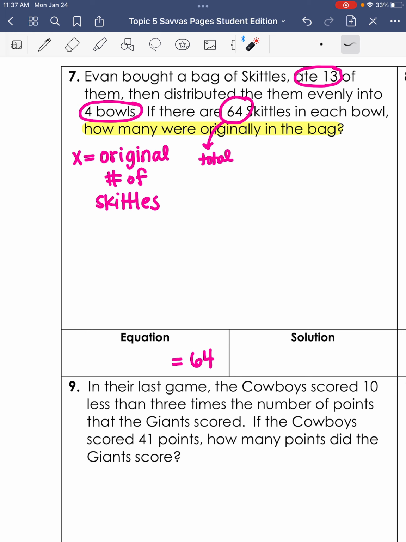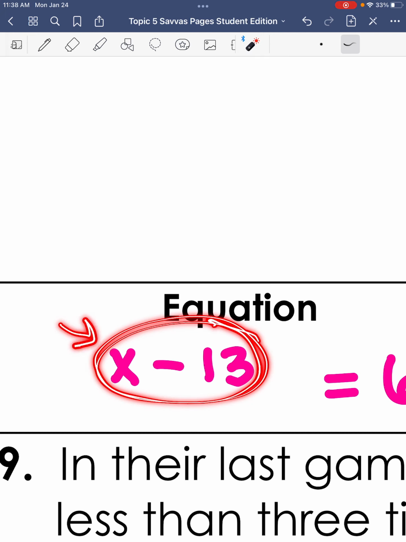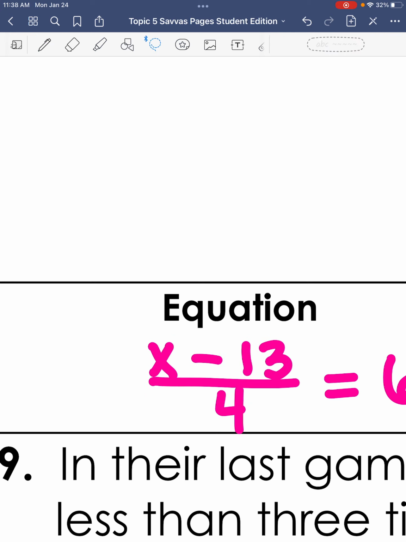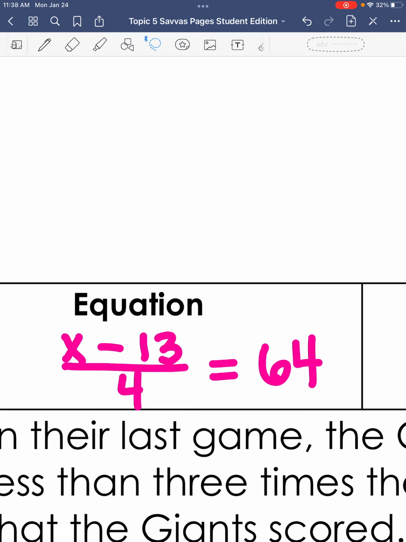So that means I just have to figure out what goes over here. And I'm going to have a variable, 13, and 4. Well, let's think about this situation. So first he buys a bag of Skittles. It has X amount of Skittles in it. Then he eats 13. So how do I represent that he eats 13? Well, hopefully you said subtraction. Now he takes that whole amount, the starting amount minus the 13 that he ate, and he distributes it evenly into 4 bowls. What operation distributes evenly? Hopefully you're saying division, because that means I'm going to divide. So x minus 13, I take that whole amount and I divide it by 4. So my equation looks like this. X minus 13 divided by 4 equals 64.